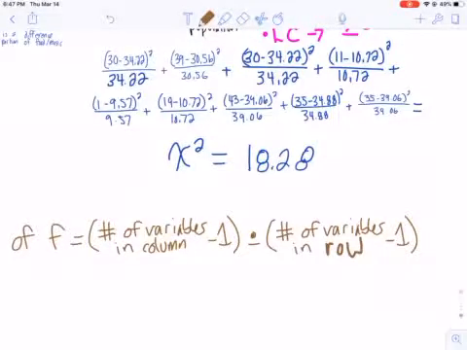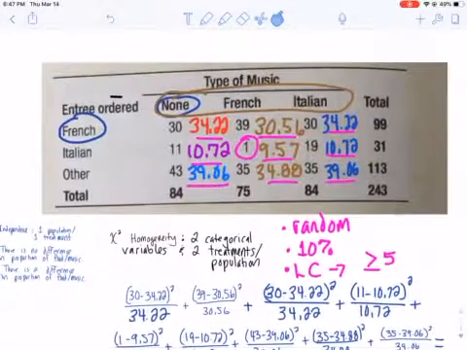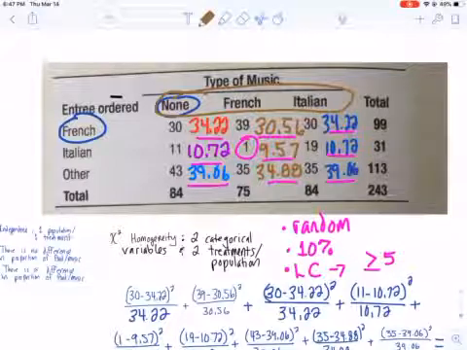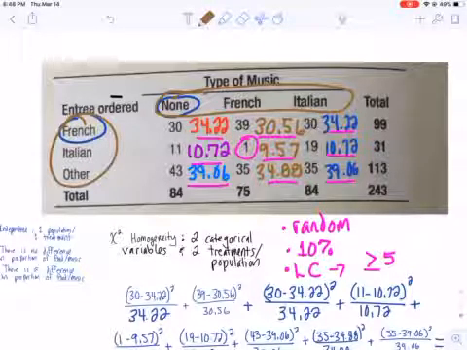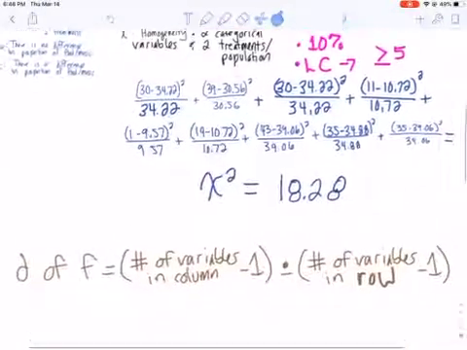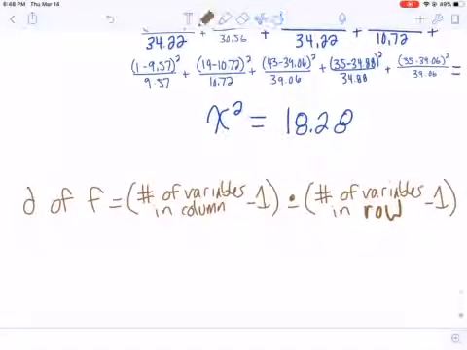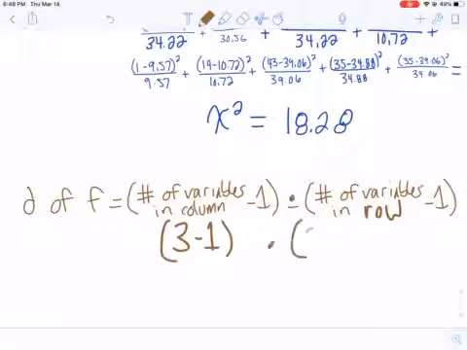So if we look up here, in this case, let's take a look at our columns. We've got 3 here: French, Italian, and other for our entrees. We've got 3 for type of music. It ends up being the same in this case. It doesn't always end up being that way. So 3 minus 1 times 3 minus 1 gives me 4. So my degrees of freedom for this chi-square test is going to be 4.